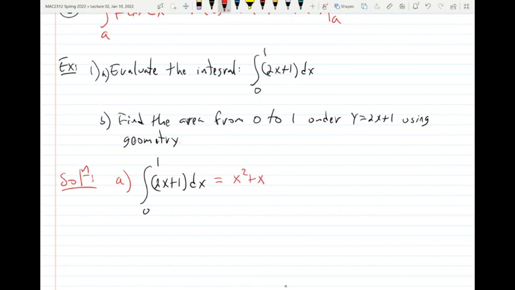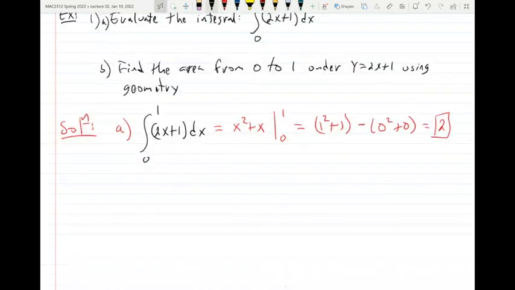Everybody okay with this? And then we're going to plug in from 0 to 1. So remember what this means. This means evaluate the function at 1, so 1 squared plus 1, minus the function evaluated at 0. So what do we get? 2. So the claim is that whatever the function is, the area under the graph from 0 to 1 had better be 2. Okay? Let's do part B and let's verify.